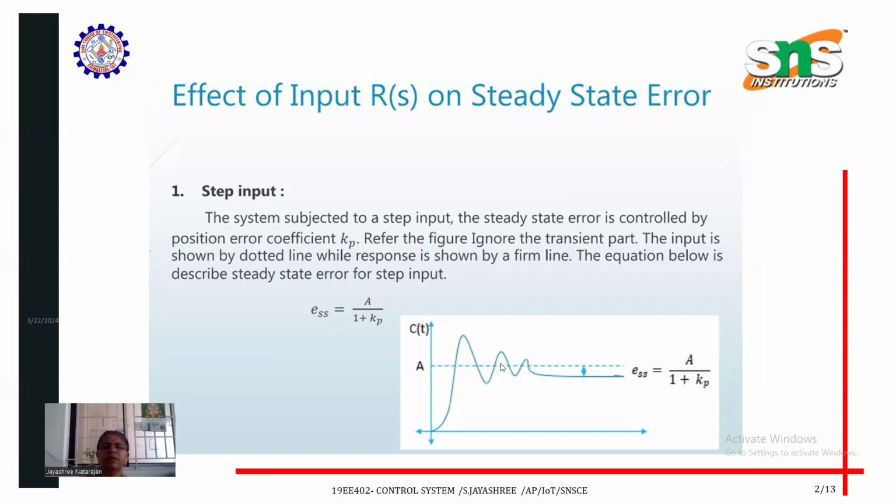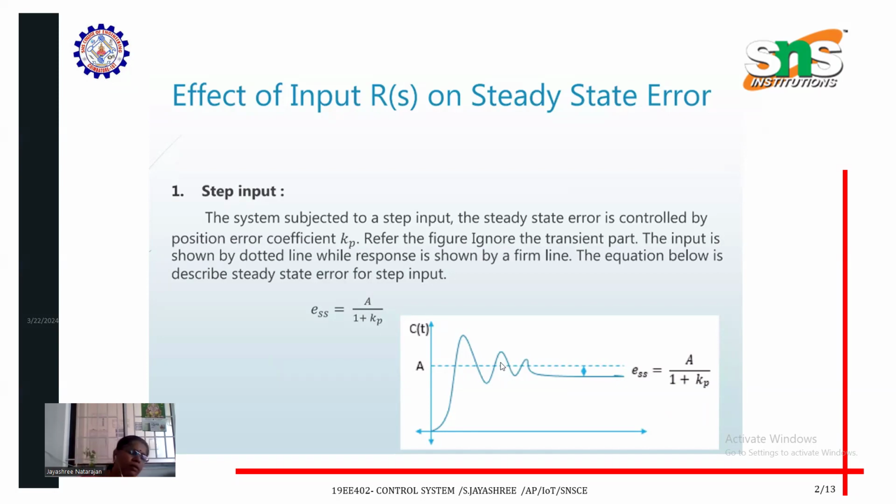The equation below describes the steady state error for step input. What is ESS, the steady state error? ESS equals A divided by 1 plus Kp. So what is an error? It is the difference between the expected value and the actual value. If I'm giving a step input, I'm expecting some output as a response, but it is deviating from the expectation. That is my error. Here we are calling this the steady state error, ESS. E represents error, SS steady state.